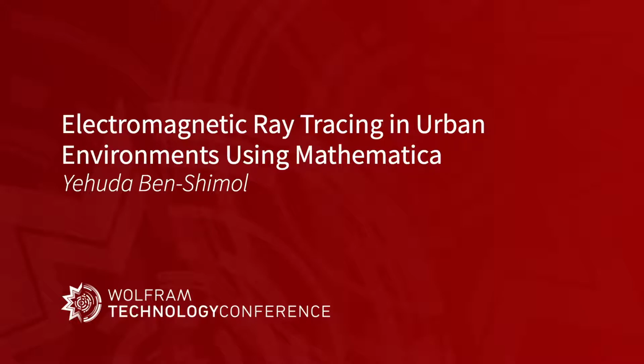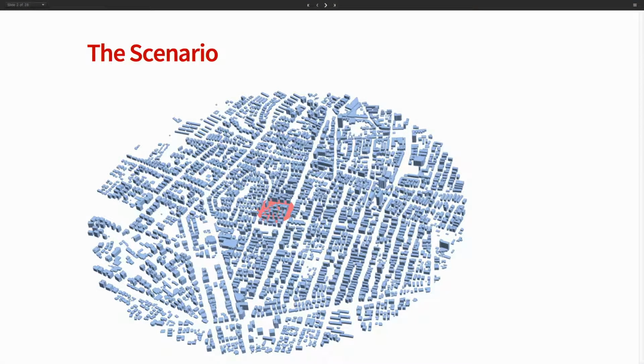I will try to describe a track of development for ray tracing of electromagnetic waves in Mathematica. It sounds not so rational to do it, but I will describe what happened in a way. So we have a scenario about, let's say, a city, or part of a city. This is a real city, but I cannot say what it is because of the application behind.